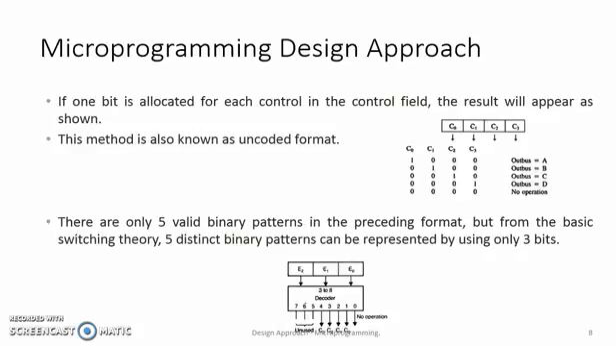Say suppose we allocate a single bit to each control in the control field. Then the result will appear as shown in the slide. So when each of the control signals is enabled, we find the corresponding register contents are transferred to the out bus. When none of the control signals are enabled, that is when all control signals are zeros, no operation is performed. This is called uncoded format. Now we find that we have 5 different binary patterns in this particular uncoded format.